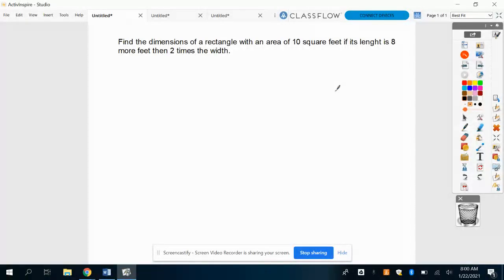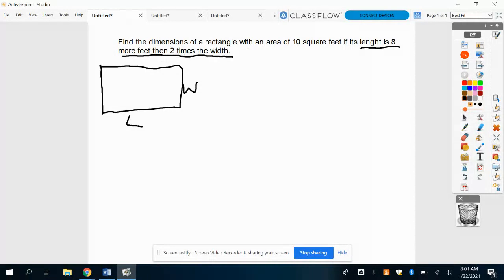Okay, so when looking at this problem, I'm going to draw a rectangle to help us out. I know it's length times width to get the area. Now we need variables, and when we're doing our equation, we only want one variable. So the key thing to look at is this last sentence, where it says the length is 8 more than 2 times the width. We want to make an expression out of that.